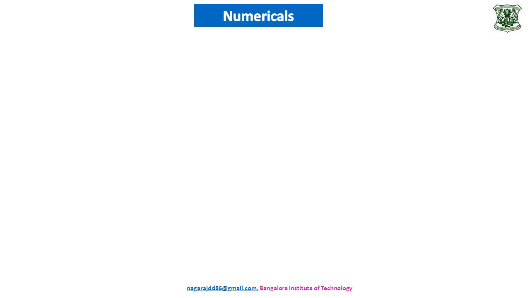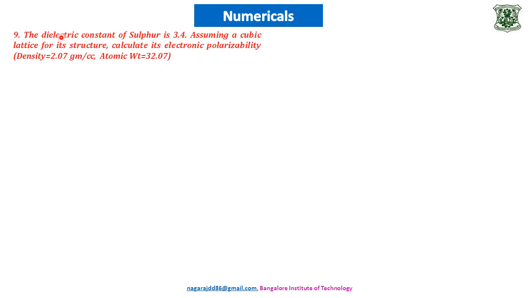Now some problems on the Clausius-Mossotti equation. Look at this question. The dielectric constant of sulfur is 3.4. Assuming a cubic lattice for its structure, calculate its electronic polarizability. Density of the sulfur is given, that is 2.07 gram per cc. Atomic weight is given, that is 32.07.